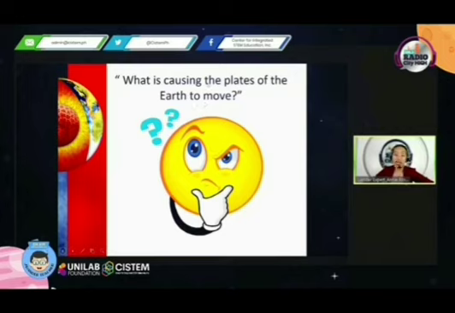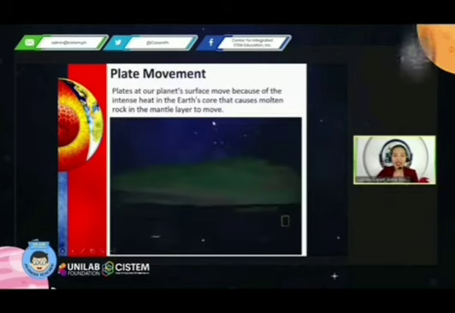Geologists have been trying to answer. You know what? Kasi nga, wala pa namang nakapunta doon sa ilalim or beneath the Earth's surface, right? Because we have not been into there yet, all right? But then, kailangan natin answeran yan. What is causing the plates of the Earth to move? All right. So, let's proceed.